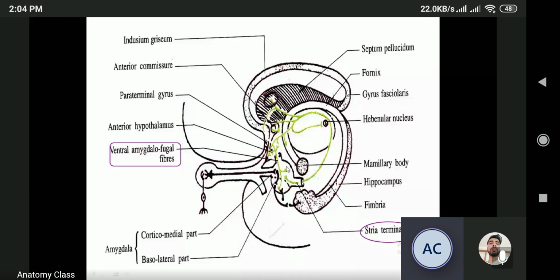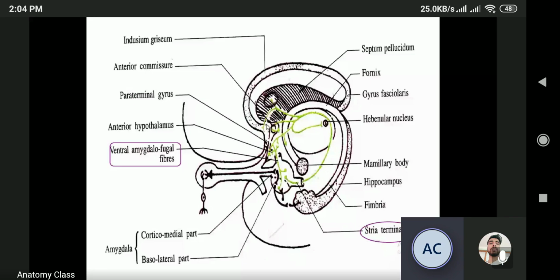But the major output of the amygdala is sent to the septal area of the parahippocampal gyrus and to the hypothalamus. Here in this region, the hypothalamus and the septal area of the parahippocampal gyrus are the output areas of the amygdala. So this is about the connections of the amygdala.